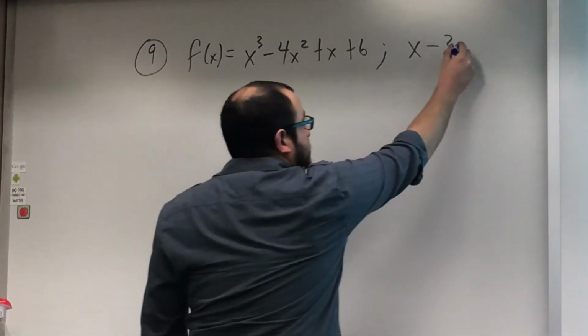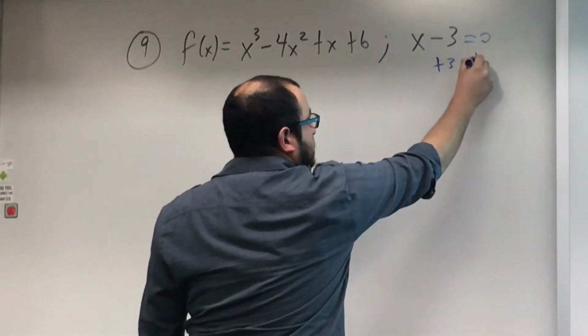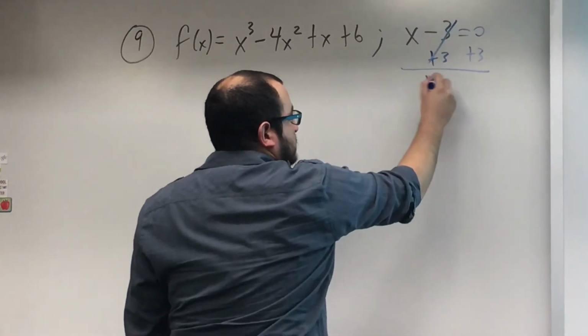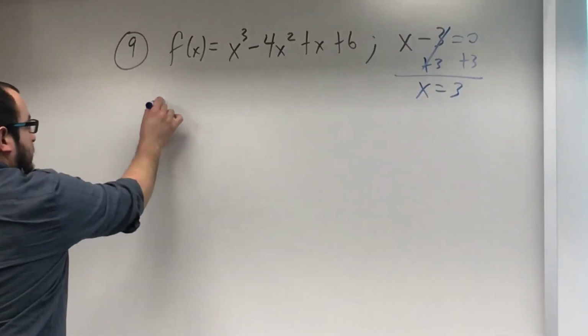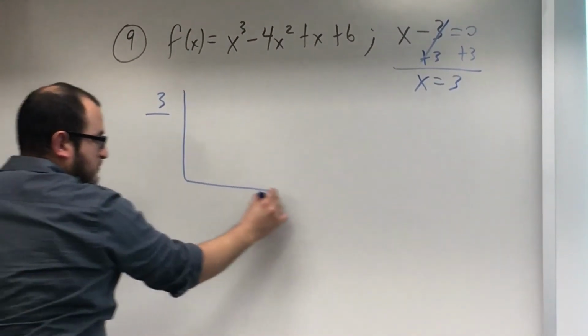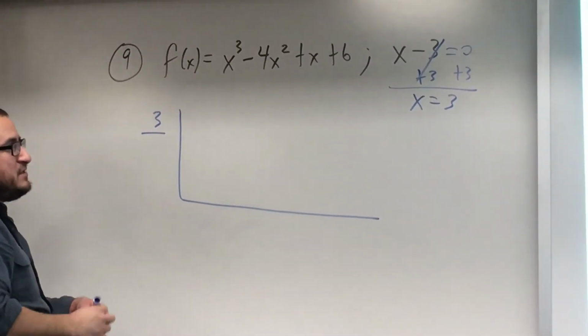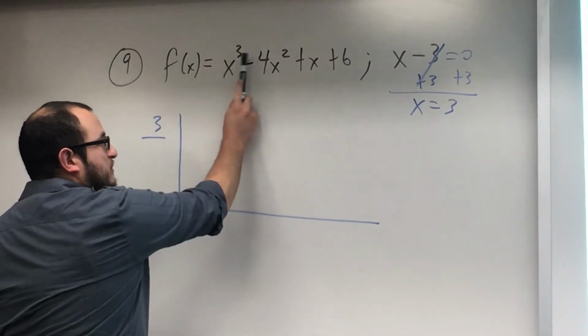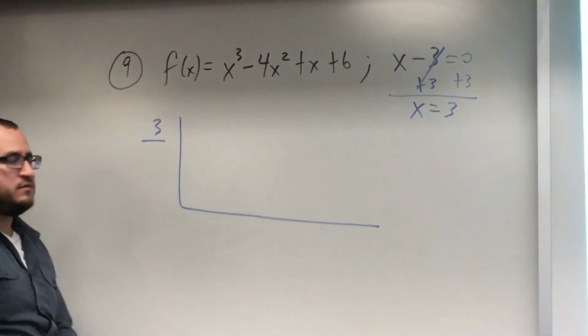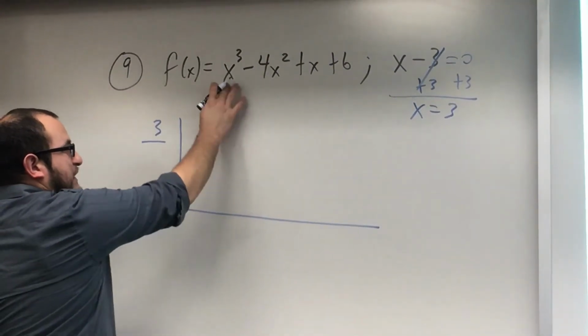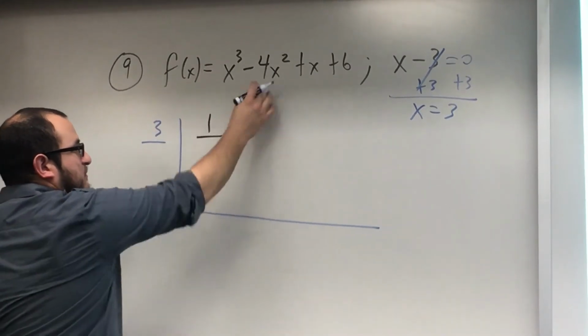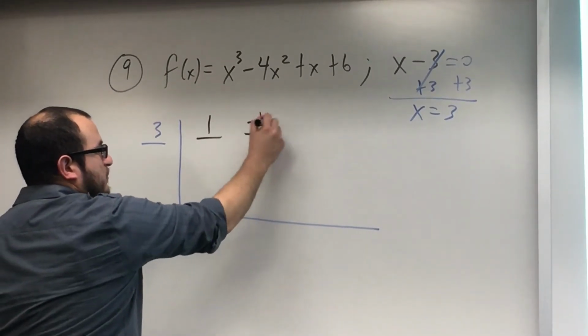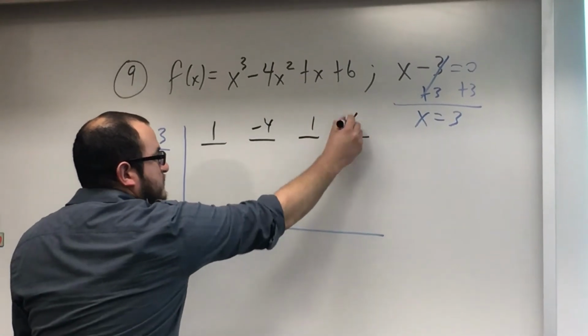So let's go ahead and add 3 to both sides. So x is equal to 3. So 3 is going to go on the outside. And let's look at my original polynomial. Is it in standard form? 3, 2, 1, 0. So it is. So my leading coefficient here is 1, then -4, 1, and 6.